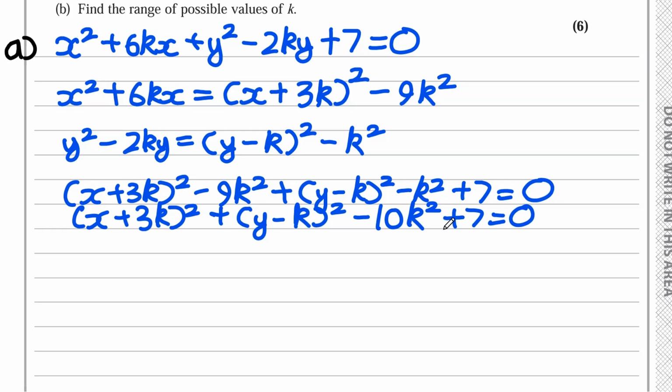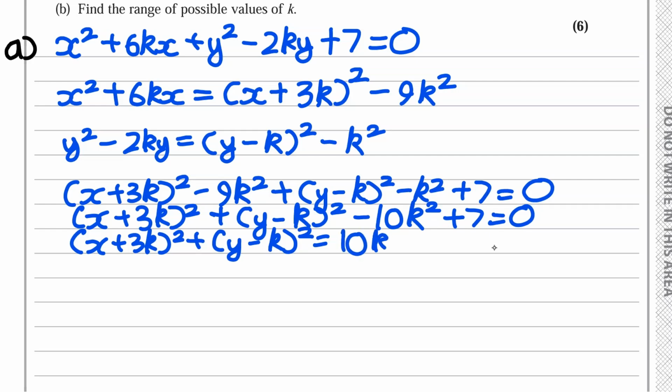Let's bring this minus 10k squared plus 7 onto the other side, so it's going to be (x + 3k)² + (y − k)² equals. If we bring this to the other side, it's now going to be 10k squared minus 7.